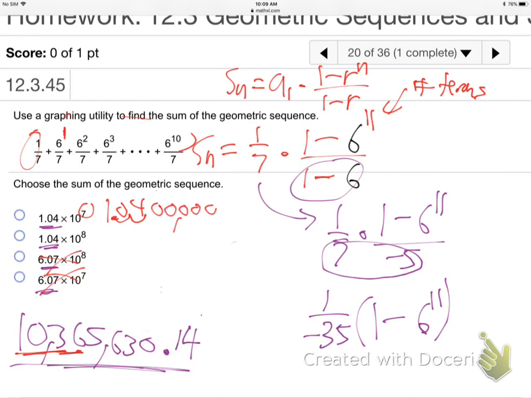So what do we got? This is 10,400,000, yep, that's what we got. 10,365,000 rounds to 10,400,000. That's the right answer, A, or whatever that first one is. Does that make sense there? You'll see how I came up with that? You okay with that scientific notation and all?